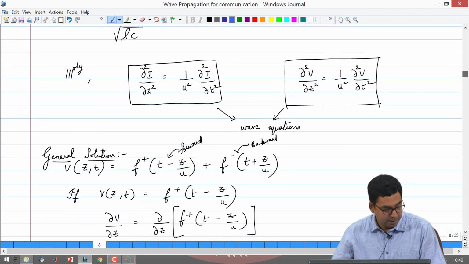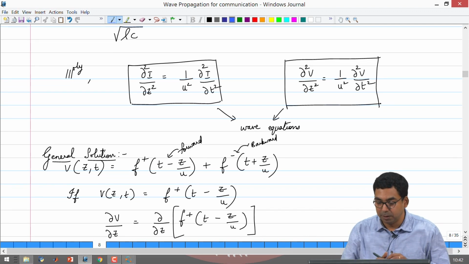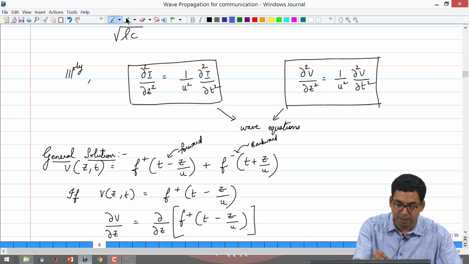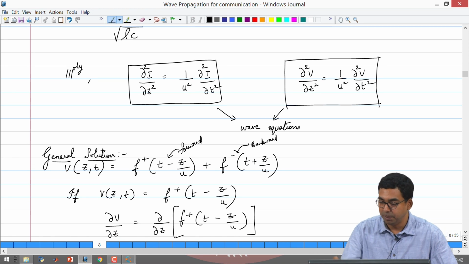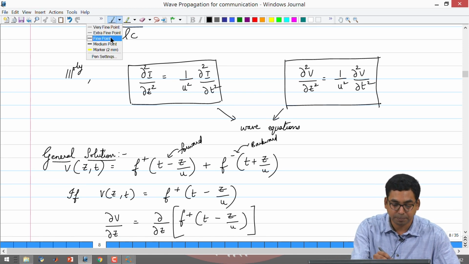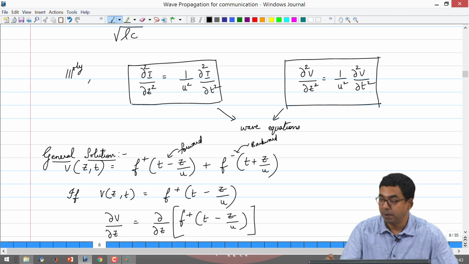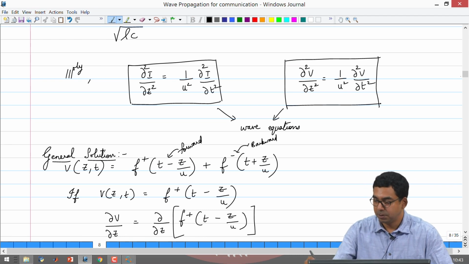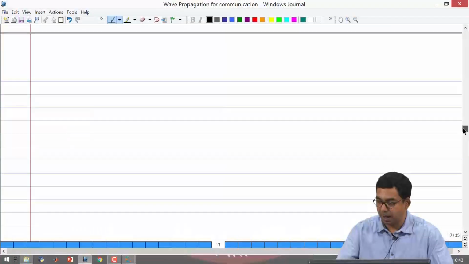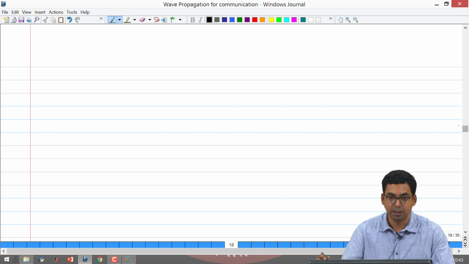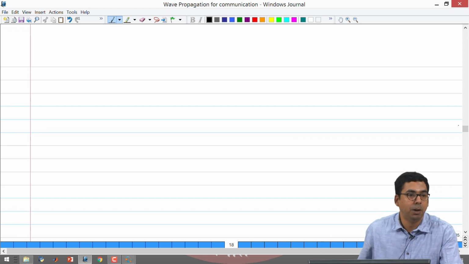So, I have the wave equation for the voltage and the wave equation for the current. I am going to take the wave equation for the voltage. Dou square V by dou Z square is going to be equal to 1 by u square dou square V by dou t square, right. So, I am going to take this and start to figure out what is the unknown in that wave equation, what is the known quantity, how do we find out the unknown quantity.